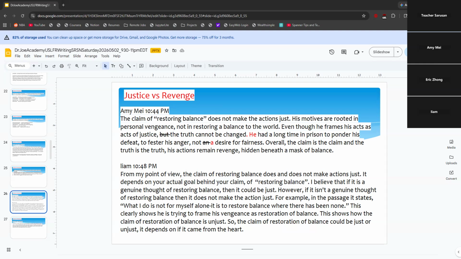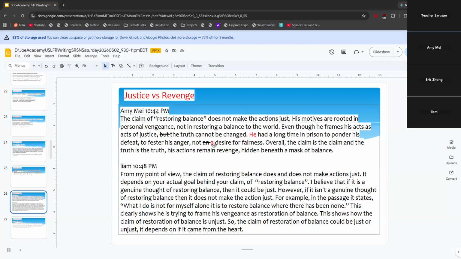All right. Nicely done. So from my point of view, the claim of restoring balance does and does not make actions just. So usually with our topic sentences here, let's try to stick to one side. Let's not bounce from one side and the other side. Let's just pick one, take a firm stance, and back it up. If you're picking both sides, it does make your answer seem not as impactful. You're also going to sacrifice the amount of detail that you add to each side. So for next time, try to just pick one side.